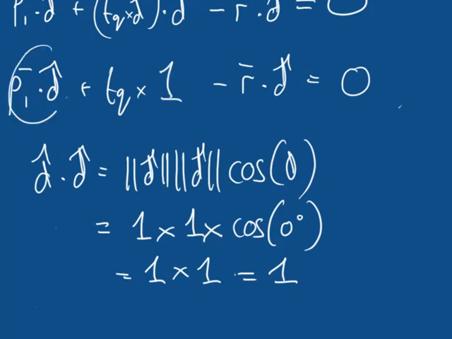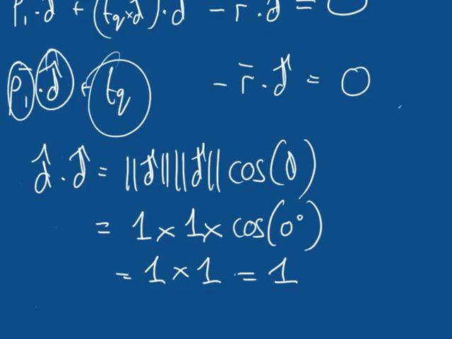Which means we've now got P1 dot D plus TQ times (1 minus R) dot D. Well, TQ times 1 is equal to TQ. Anything multiplied by 1 is itself. So now our problem has simplified down, because we've got P1 dot D plus TQ minus R dot D equal to 0. Again, we're trying to find TQ. We know P1, we know D, and we know R. Therefore, we know everything except for TQ in this equation.